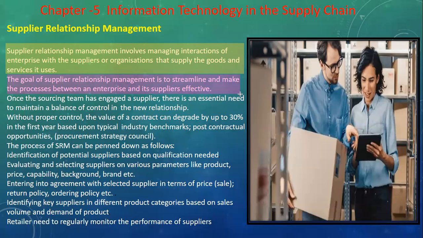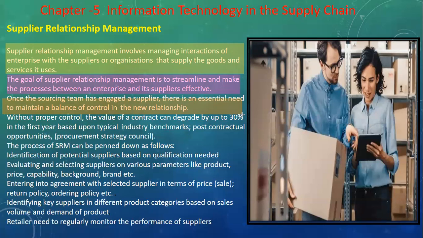Next, once the sourcing team has engaged with the supplier, there is an essential need to maintain a balance of control in the new relationship. What is the meaning of balance of control? It is about the order of the customer: you need to understand whether you are going to fulfill it or not, and whether you are losing the contract from the customer by not providing the order delivery. You need to balance this order level and delivery level.